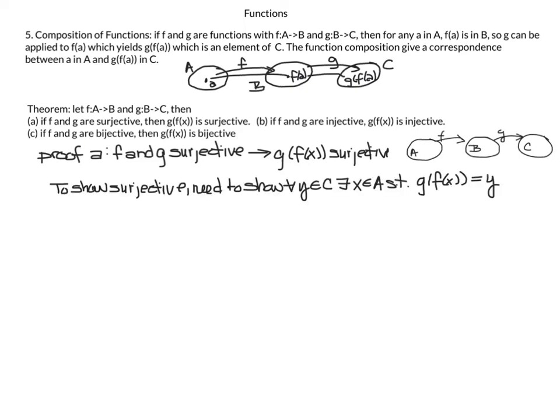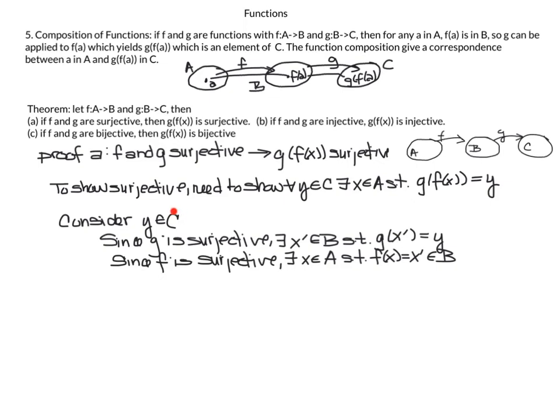We will do the proof of part A. So f and g are surjective. To show something is surjective, we need to show for all y in C that there exists an x in A such that g of f of x is equal to y. In other words, everything in C is hit.